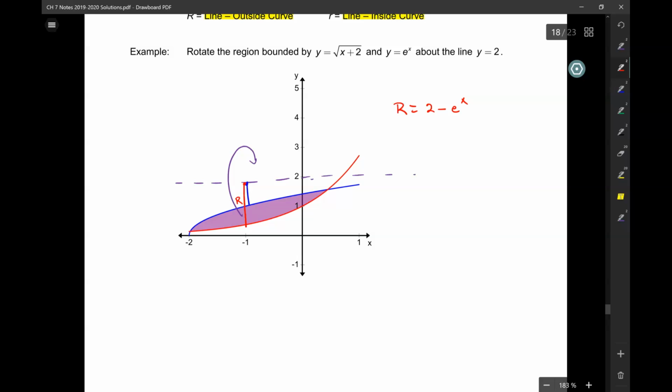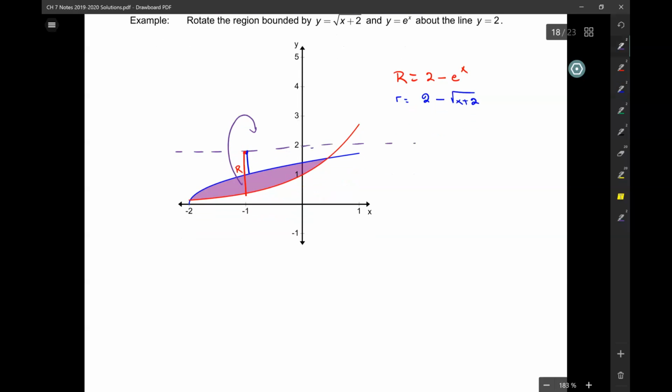Okay? Little r is upper minus lower now for the blue. So 2 minus the square root of x plus 2. This is perhaps the tougher part. And then after that, it's all about just the integrating.